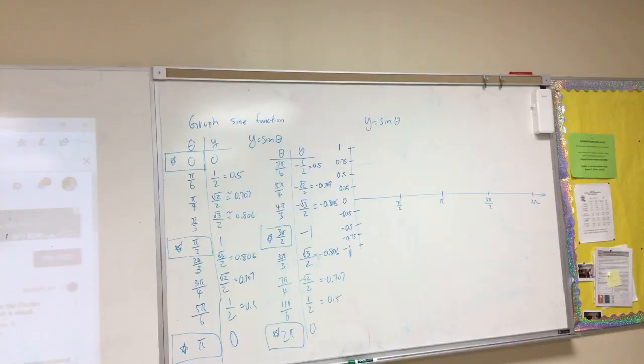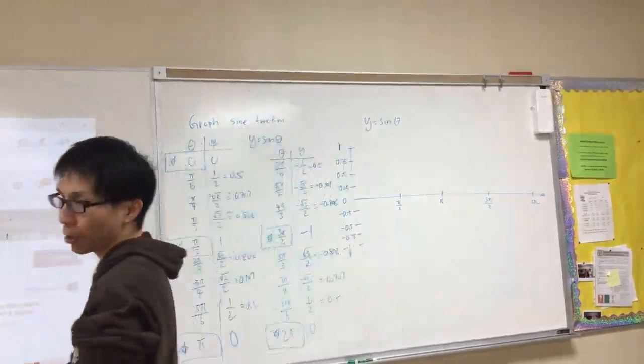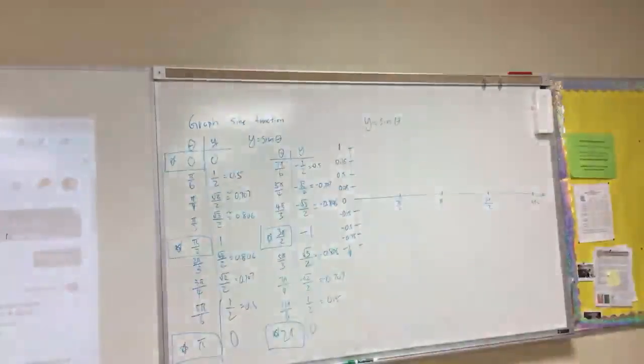Wait, 2 pi. So, if you realize cosine graph, so what we're gonna do is we're gonna go to cosine graph.